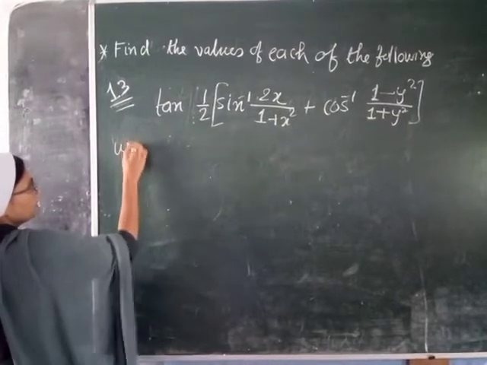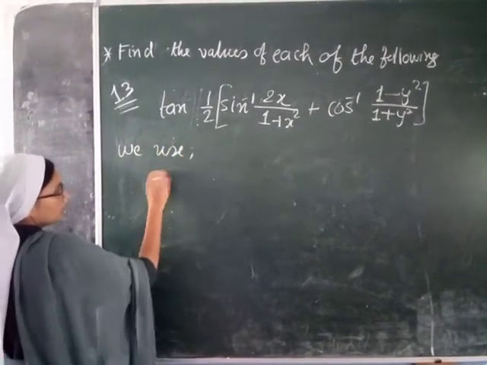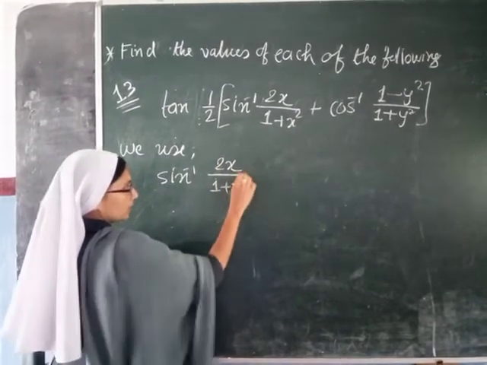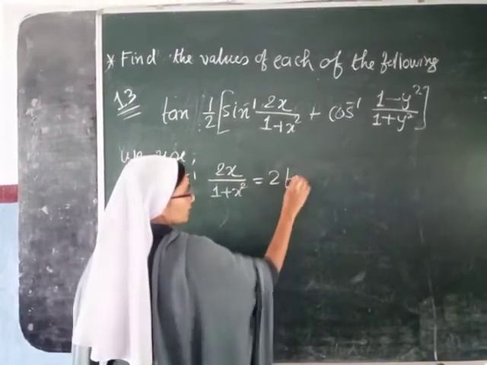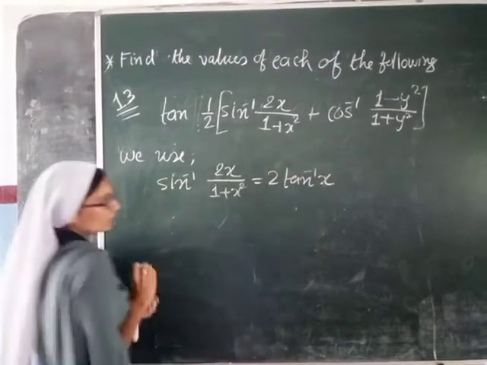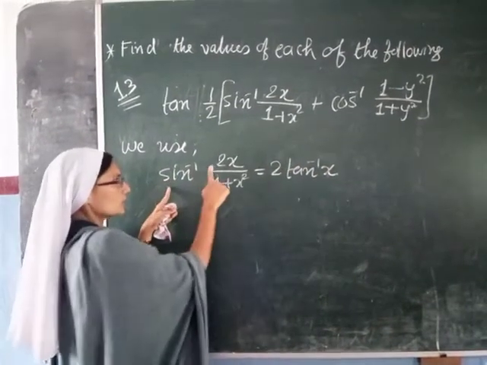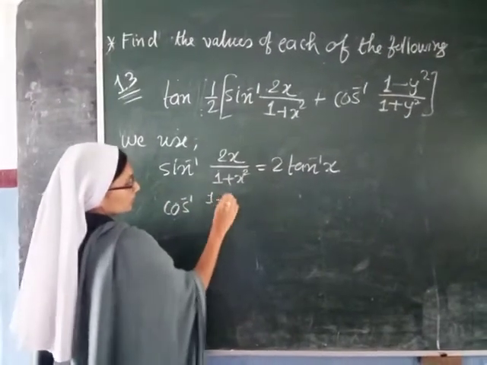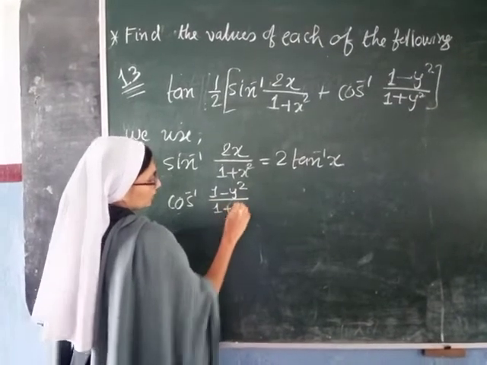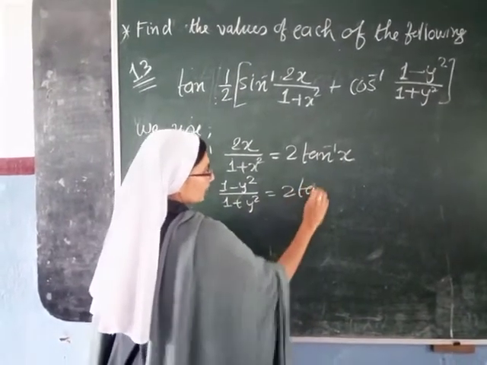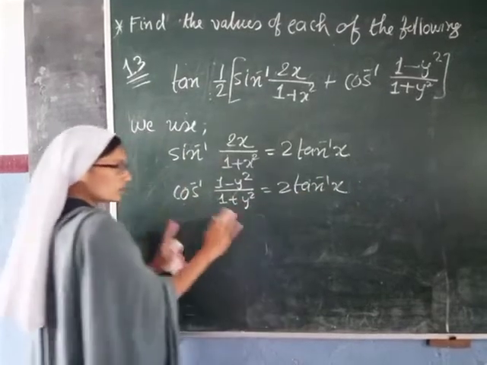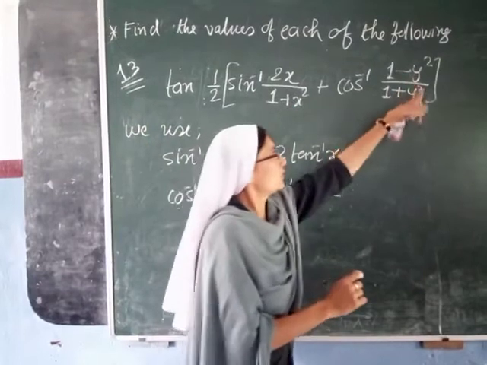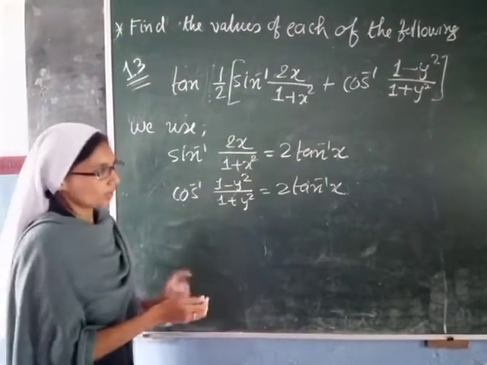Okay. So we use sin inverse 2x by 1 plus x square, and use these formulas. Sin inverse 2x by 1 plus x square is equal to 2 tan inverse x. Okay, this result I have given you. And the second one is cos inverse 1 minus y square by 1 plus y square is equal to 2 tan inverse y. Okay, you can use this, or else you can assume x equal to tan theta, y equal to tan phi, and solve. You will get the same answer.